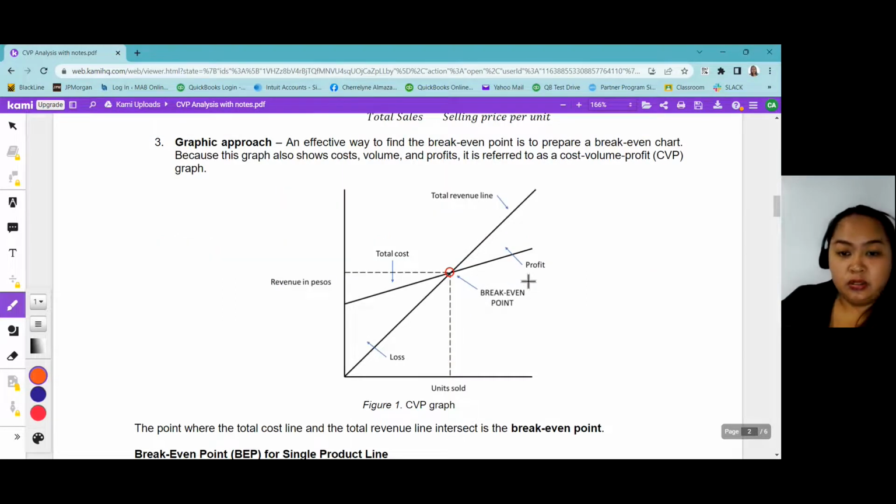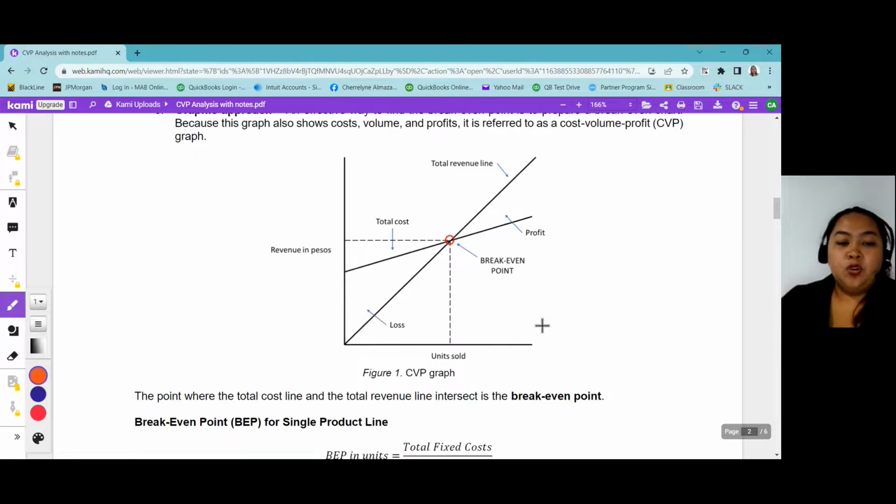So kung titignan ninyo, this is your graph for revenue. So kapag tumataas yung ating units sold, pataas din yung ating revenue line. Okay? And we have your total cost. Kung saan magmi-meet yung total cost line ninyo at saka yung revenue line, that is where your break-even point is. Okay? Ibig sabihin, sa break-even point, revenue is equals to your expenses. Kasi wala nga tayong profit sa break-even point.